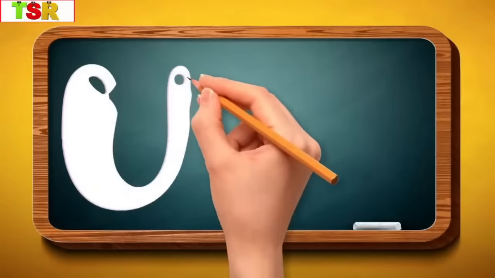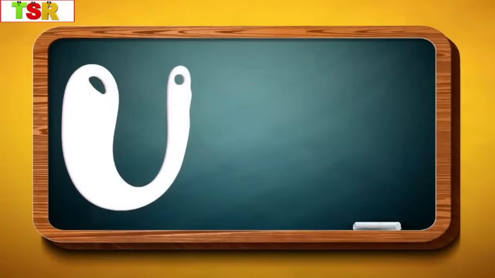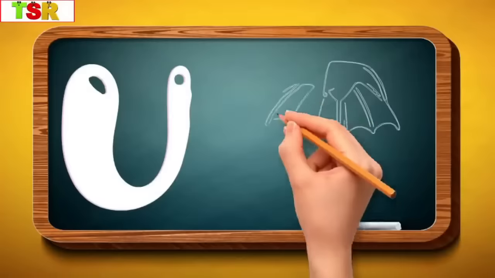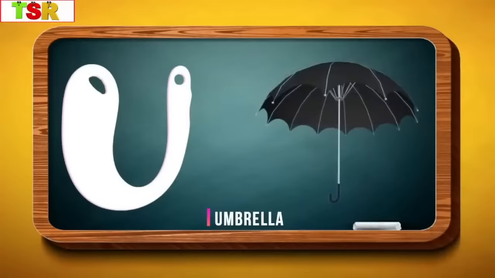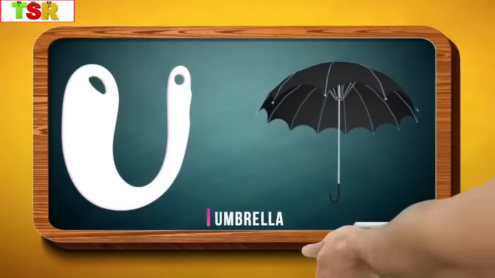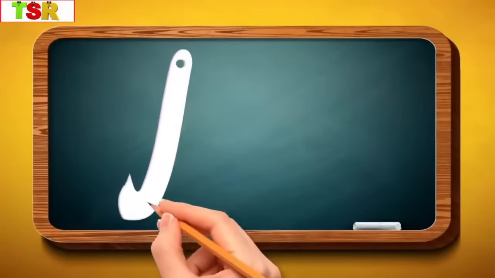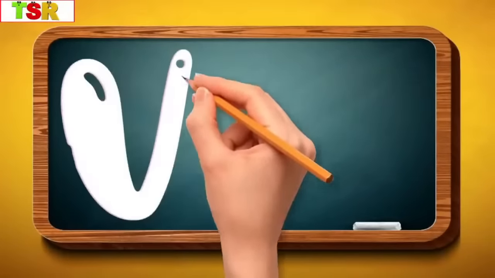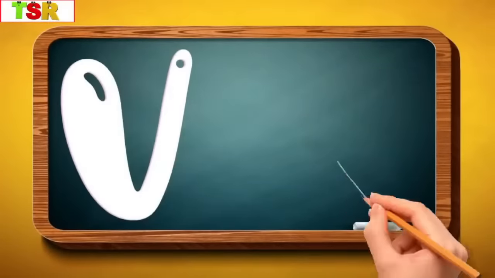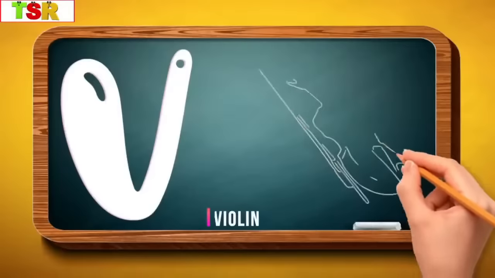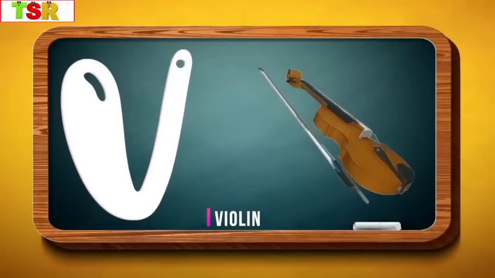U. This is the letter U. U sounds like umbrella. A black umbrella. V. This is the letter V. V sounds like v, v, v, violin. A brown violin.